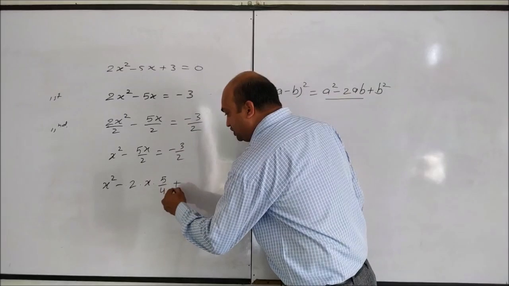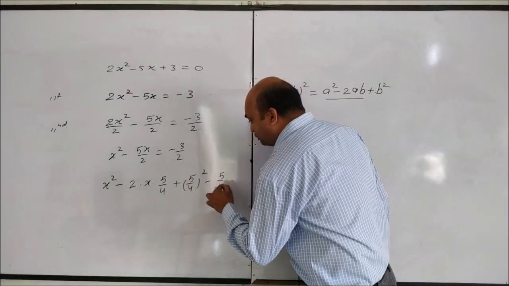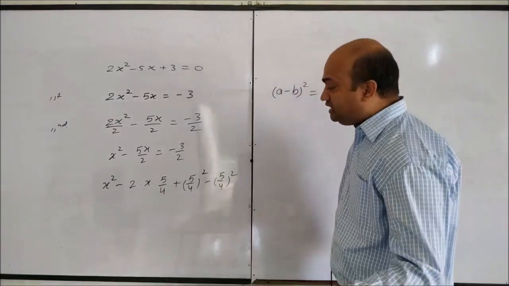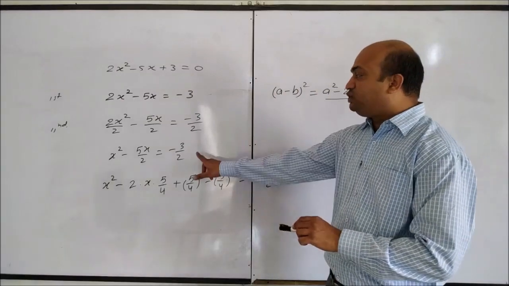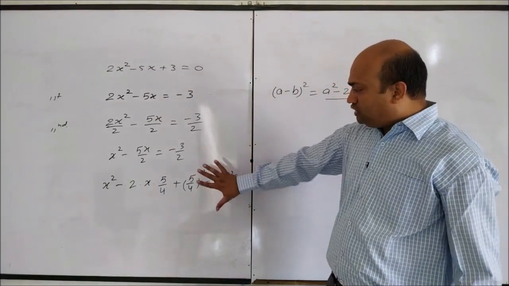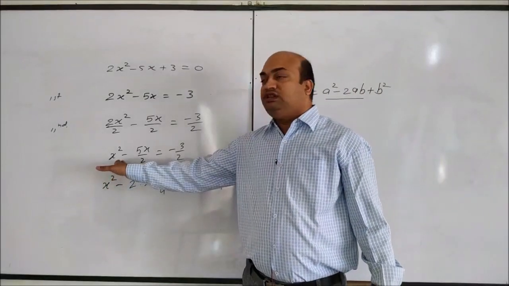What we do? Just add 5 by 4 square and subtract the same. Add as well as subtract. Minus 3 by 2, this you write as it is. You see, these two terms will cancel each other and these two are only written here.